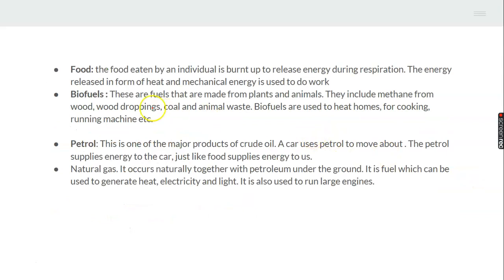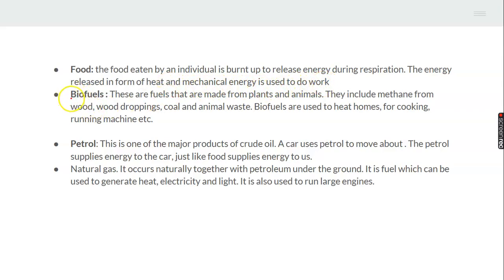Then the next one is food. You can get your energy from food too. That's one source of energy. The food eaten by an individual is burnt. During respiration, your food is broken down and burnt up to release energy. The energy released in the form of heat and mechanical energy is used to do work.